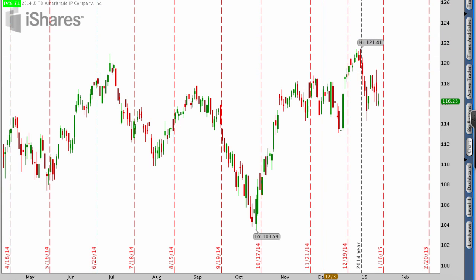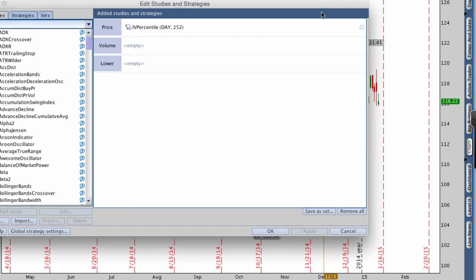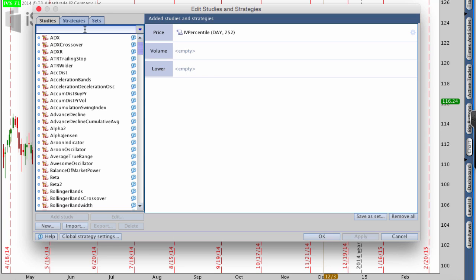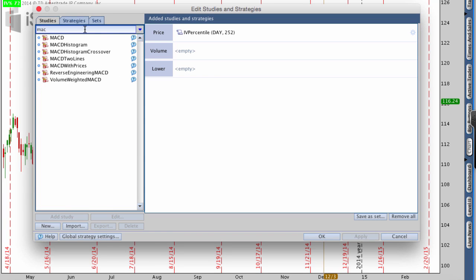So what I want to do first is go up to where it says studies, and I want to edit studies. You can see there are no studies on here right now, but I'm going to add a study. On the left, I'm just going to search for the first one, which is MACD. I want to use MACD 2 lines. There are a bunch of different ones you can use: histogram, crossover, 2 lines, just regular MACD, but I like to use 2 lines.